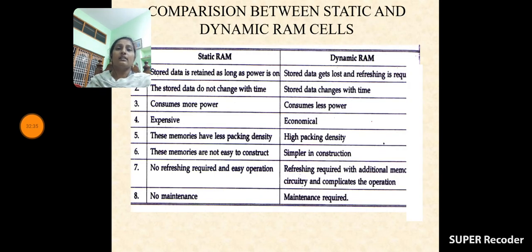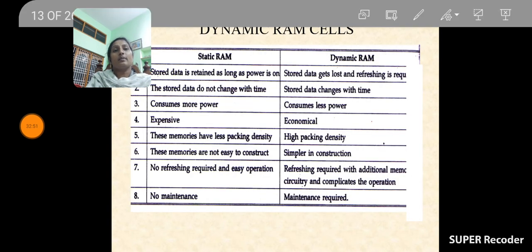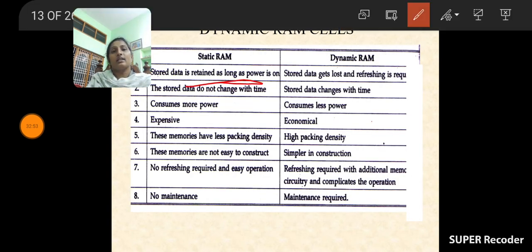And see here, this chart will give us the differences between the static and dynamic RAM. Why? Because it is a very, very important question. Already we discussed all points, but once check the slide. Okay, in static RAM, the data must be retained as long as the power is switched on. What is the main advantage of static RAM? The data must be retained, present, as long as the power is switched on.